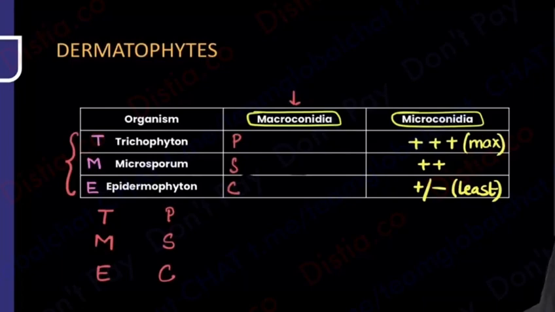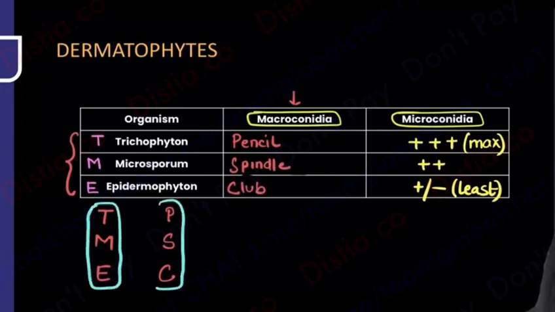Because if they ask you what is the shape of the macroconidia, the first one is going to have a pencil shape, the second one is going to have a spindle shape, and the third one is going to have a club shape. So repeating once again, when I say TME, you are going to learn it as PSC: pencil, spindle, club. Let's go ahead and look at the pictures once again.